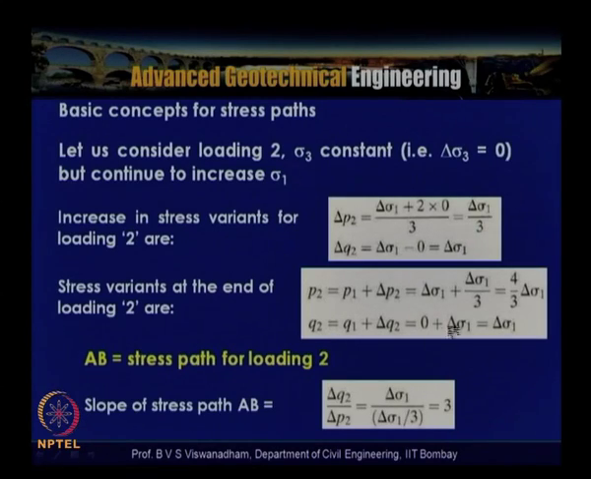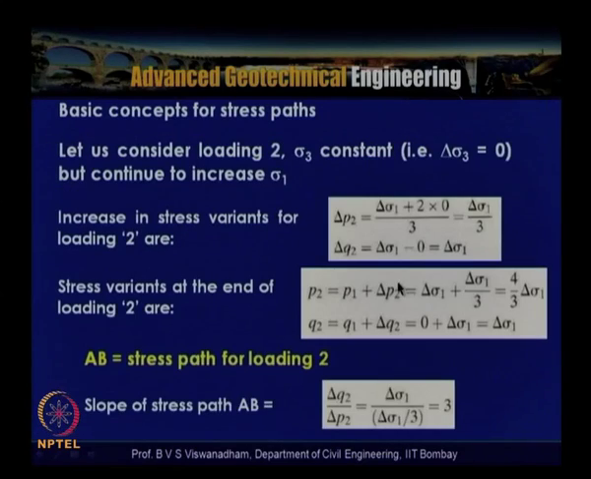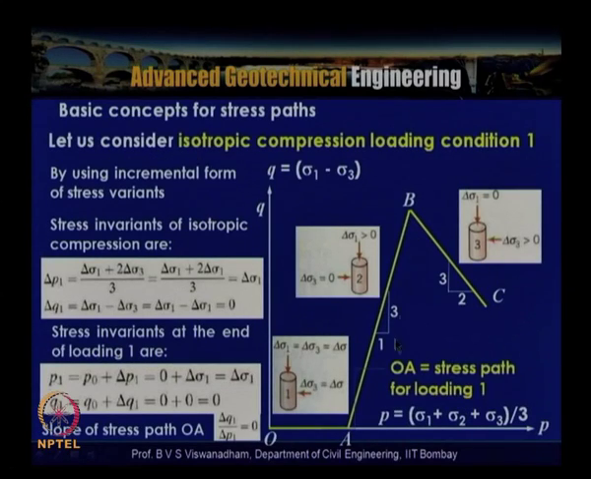So AB is the stress path for loading 2, and the slope of the stress path AB is delta Q2 by delta P2. Delta Q2 is delta sigma 1 and delta P2 is delta sigma 1 by 3. Simplifying this, what we get is 3. That means the slope, which has 3 vertical to 1 horizontal, is the slope of the stress path from A to B for the condition where delta sigma 3 is equal to 0 and sigma 1 continues to increase. So this is for this type of loading condition.